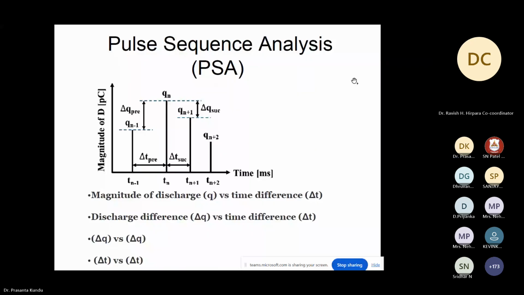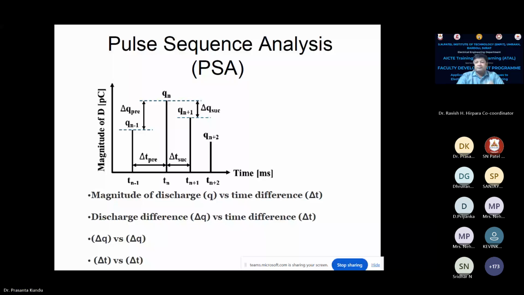Now, since PRPD is not valid in the case of HVDC or DC applications, there is a parallel to it, called pulse sequence analysis, PSA. You don't have phases, only constant voltages, so another technique is adopted for the classification.